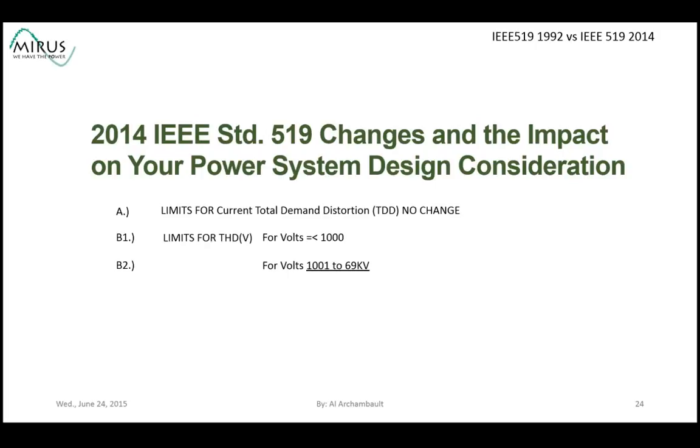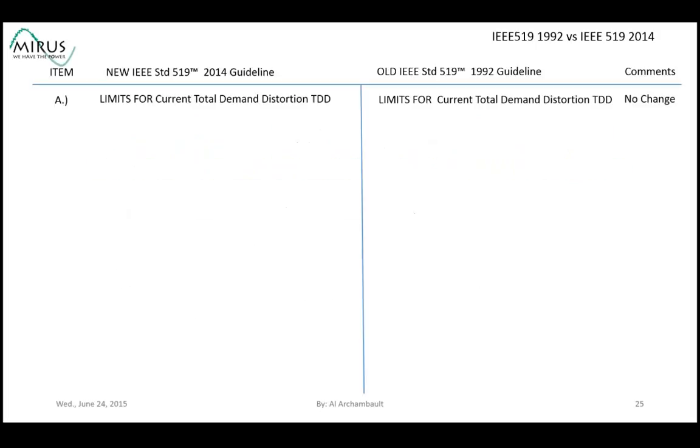They split up the old voltage range, which was 120 to 69 kV, and made two. One is 1,000 volts and down, and then the balance 1,001 to 69 kV. And they used to have a special load for hospital, airport, and dedicated loads, voltage distortion rating, and that's been eliminated. And then the point of common coupling definition has changed.